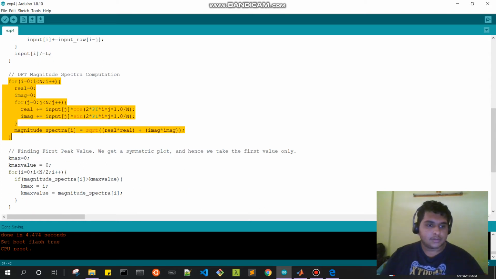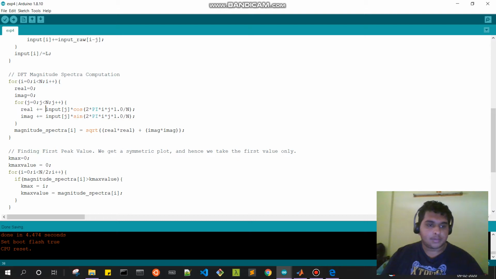This for loop is used to compute the magnitude spectra of the DFT. Here we have two variables, real and image, initially set to 0. In this inner for loop, we traverse through the input array and consecutively add values into real and into image. As I said before, input of j denotes the value of input at the index j, and cos of 2 pi ij by N denotes the real value of the coefficient, and sine of 2 pi ij by N denotes the imaginary value of the coefficient.